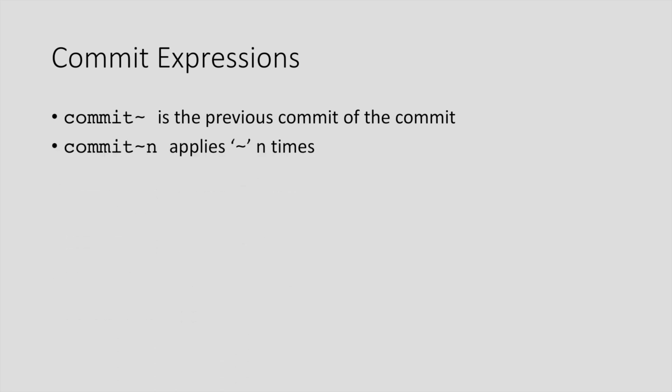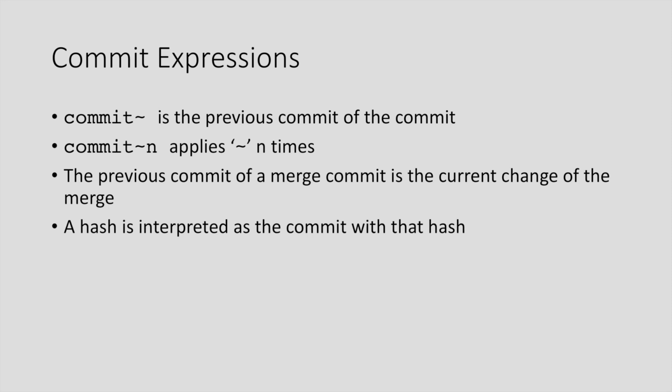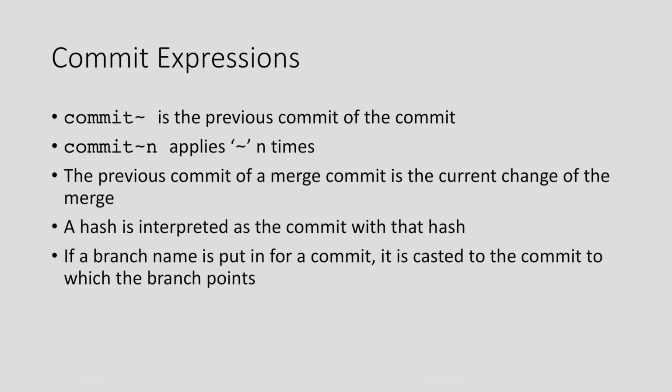Commit expressions. Commit~ is the previous commit of the commit. Commit~n, where n is a number, applies the tilde n times. The previous commit of a merge commit is the current change of the merge. A hash is interpreted as the commit with that hash. If a branch name is put in for a commit, it is cast to the commit to which the branch points. And there's a lot more commit syntax than that.